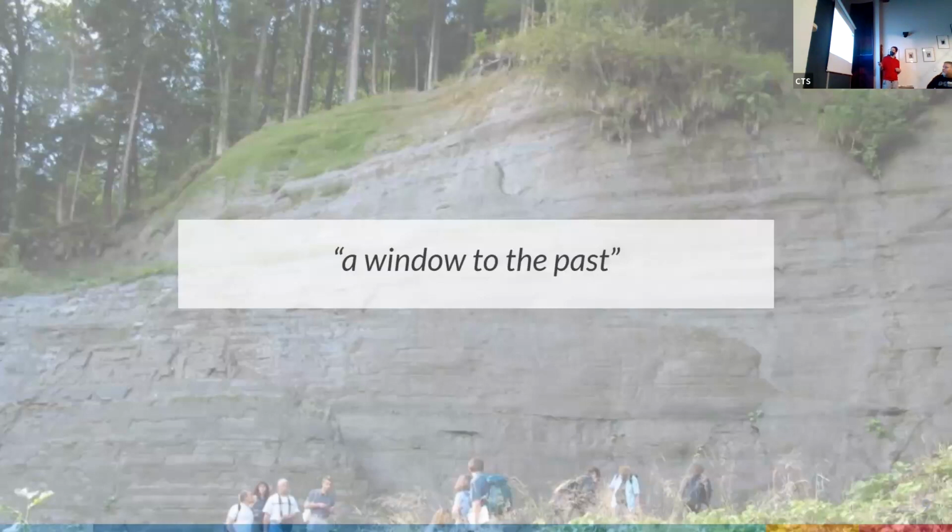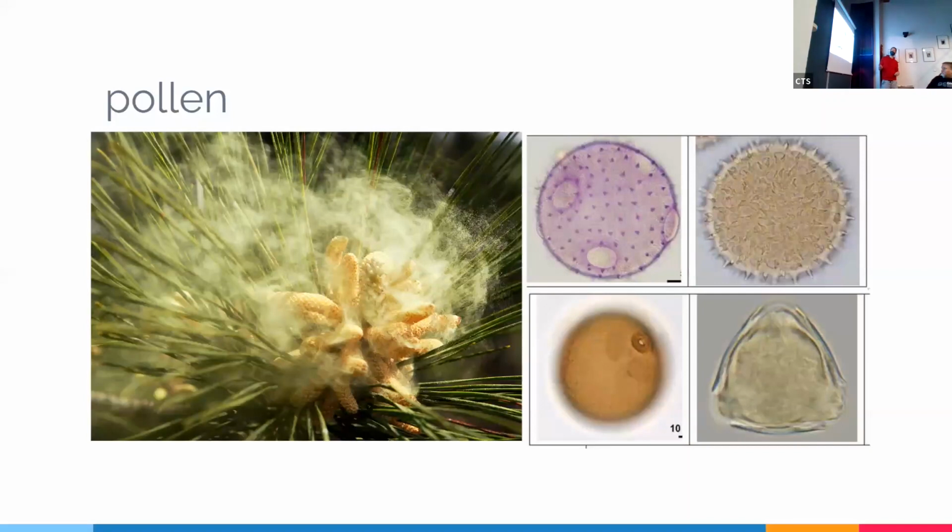So in order to do this window to the past, to look to the very old past, we need two things. We need sediments. This is an example of sedimentation, right? And we need pollen, especially pollen grains. So we probably know, especially in the hay season, for those who are allergic, this is a pollen grain.